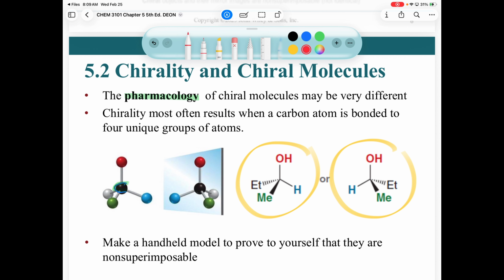Marketing drugs as racemic mixtures or enantiopure. I'll talk about that maybe later on if I have time. But again, I made these models this morning. It's not very often I bring in a model kit, but I made these models on purpose to show you that you cannot overlap these two chiral molecules. They're mirror images of each other, but they're non-superimposable.